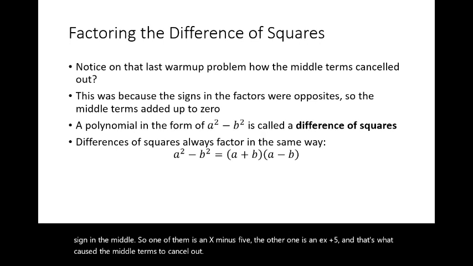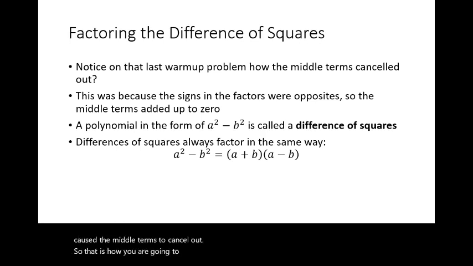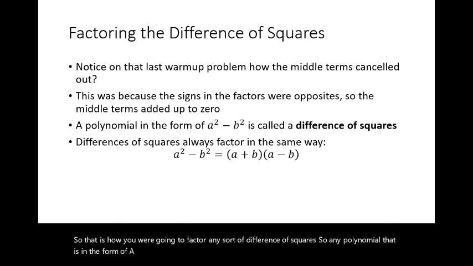So that is how you are going to factor any sort of difference of squares. Any polynomial that is in the form of a squared minus b squared is called a difference of squares because you have a subtraction of two perfect squares.